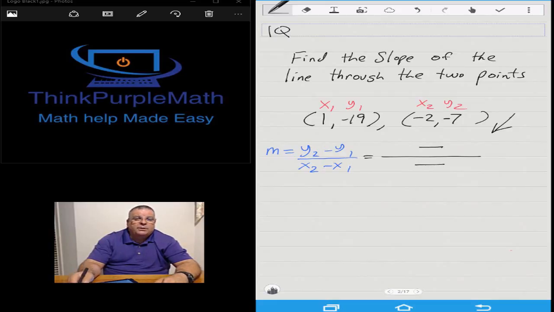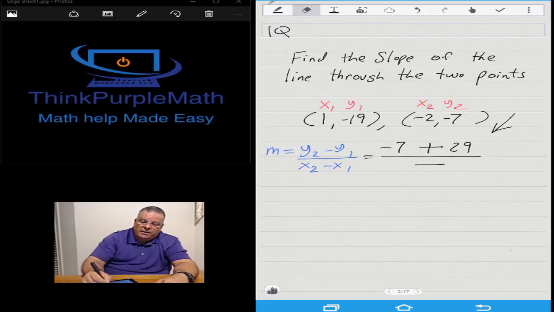So now we're going to substitute in the coordinate pairs one by one. First one is y sub 2. It's negative 7 minus y sub 1, which is negative 19. So I'm subtracting a negative, therefore I'm going to add a positive, plus 29, I'm sorry. Oh, you're right. That is supposed to be a 19. My bad. There we go. Make a mistake, we fix it, no worries. x sub 2 goes first, negative 2, minus x sub 1, which happens to be 1.